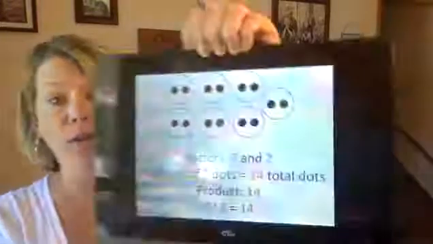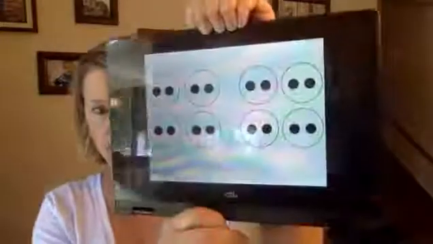Seven groups of 2. What does that give us? 14. Eight groups of 2. That gives us repeated addition: 2 plus 2 plus 2 plus 2 plus 2 plus 2 plus 2 plus 2. I think I said that 8 times. 16. Good. One more.